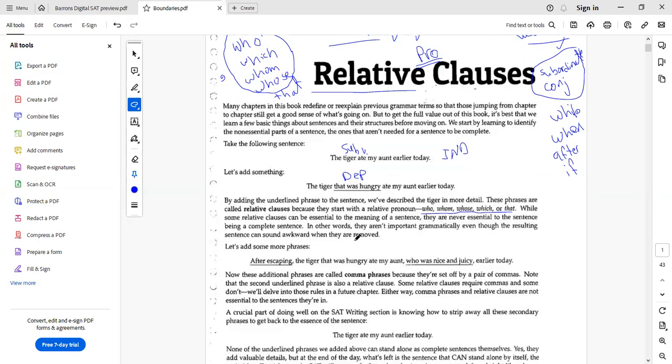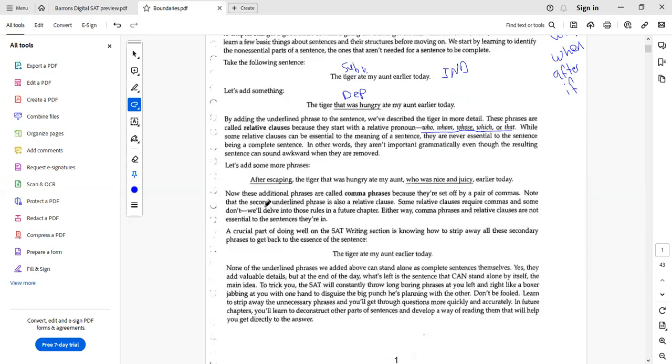Let's make this sentence bigger. You remember this from yesterday. After escaping modifier. Dalal, you're going to know it later, okay? Modifier. There is a comma. Modify what? Modify the tiger. So this is not a sentence. This is not a clause. Why? Because it doesn't have subject verb.